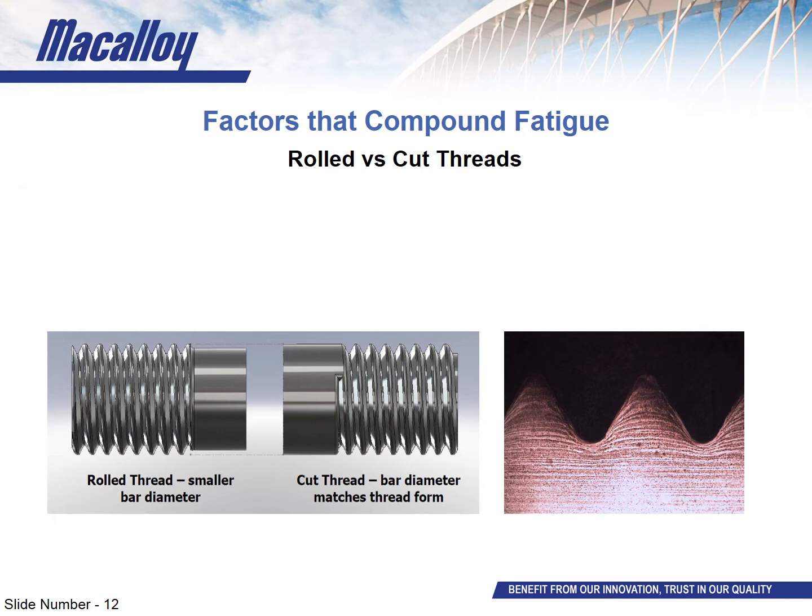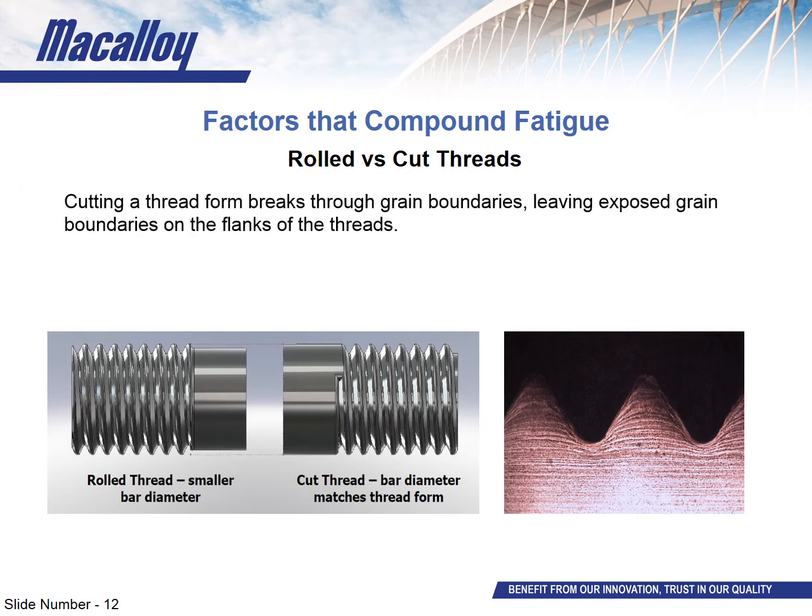There are two main methods of achieving a thread form from a solid bar. The first of which is a cut thread. This is where you start with a bar that is the same diameter as the major diameter or peak of the thread, and you achieve the thread form by removing material with a cutting tool.